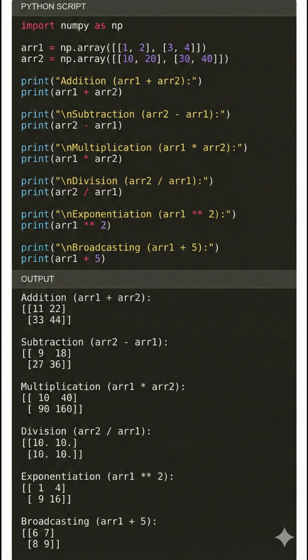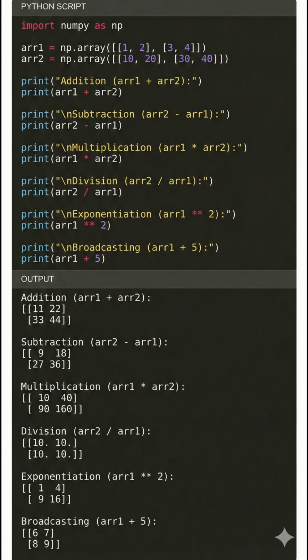This script explains the element-wise arithmetic operations performed on NumPy arrays, as illustrated in the infographic. The process begins by defining two base 2x2 arrays, AR1, which contains the values 1, 2, 3, 4, and AR2, which contains 10, 20, 30, 40.